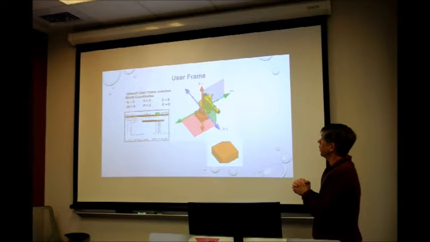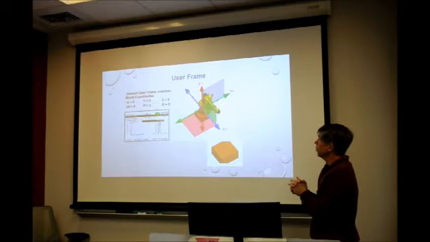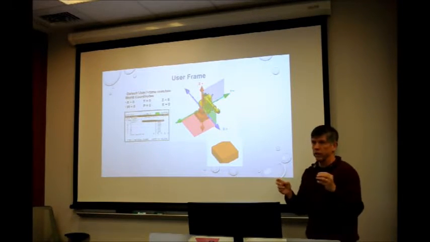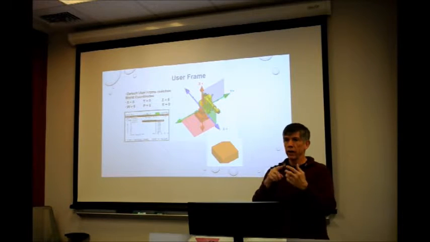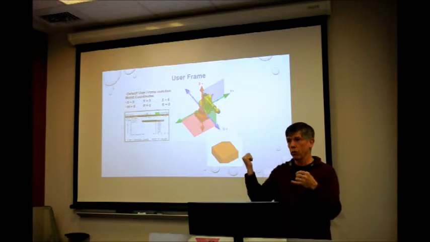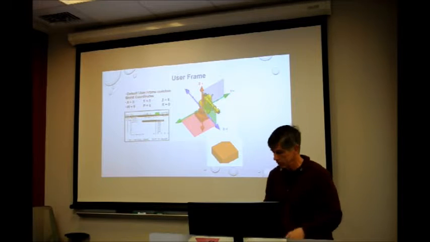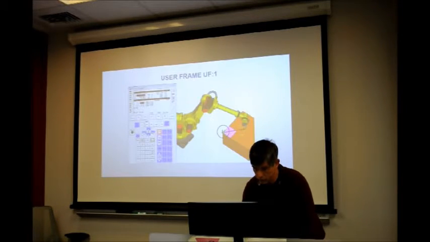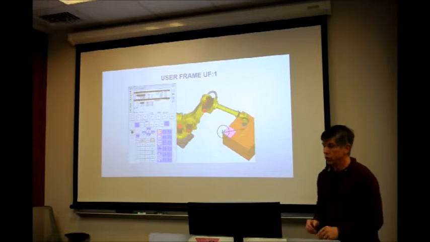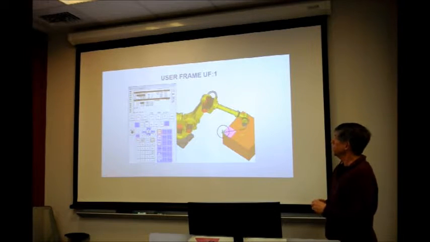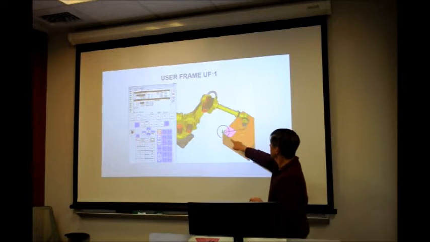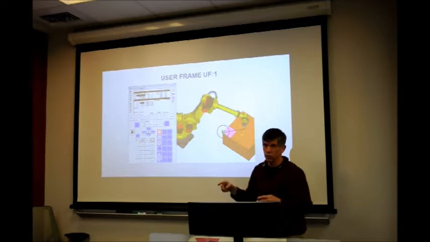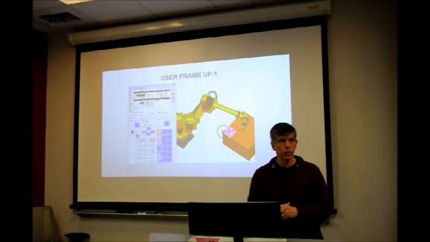So this is just showing you the user frame. When I define a user frame, now the X, Y, and Z are at 0 relative to that user frame. Again, what this is showing me is that when I'm in my user frame 1 and I move from here to here, that's relative to my user frame 1 position.